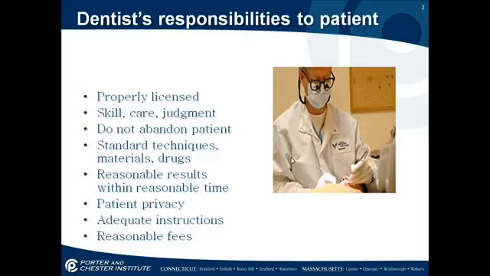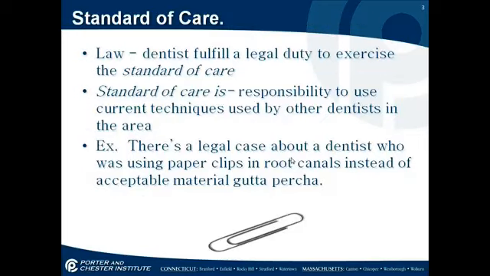They have to be properly licensed for what they're doing. They have to have the skill, care, and judgment. They don't abandon the patient. They use standard techniques, and a reasonable time for the procedure. The patient's privacy is protected. They give adequate instructions, post-op instructions, and reasonable fees. There's a standard of care.